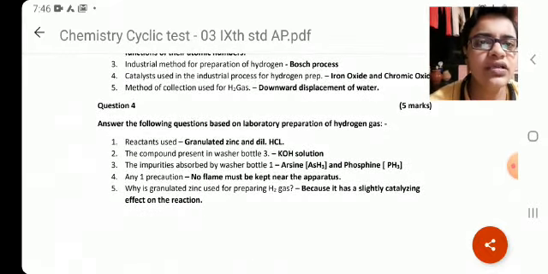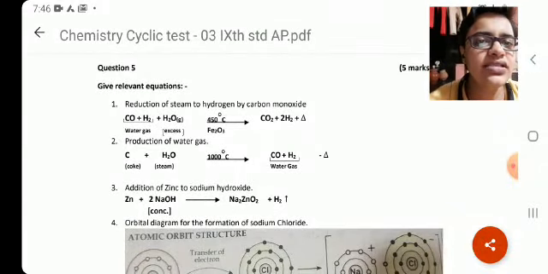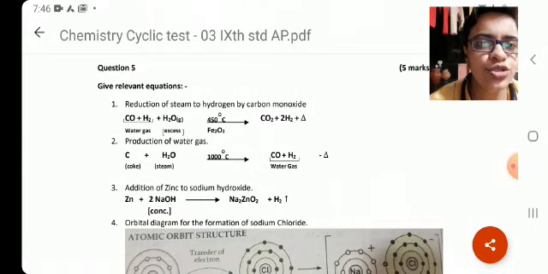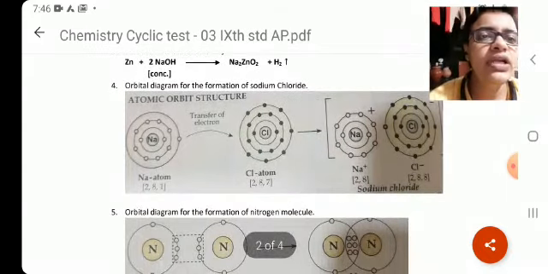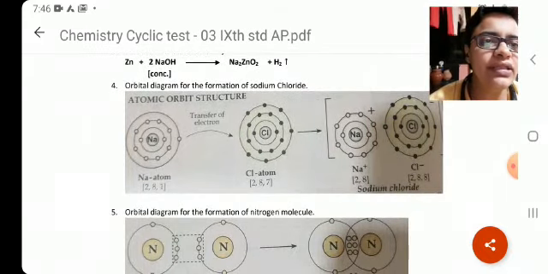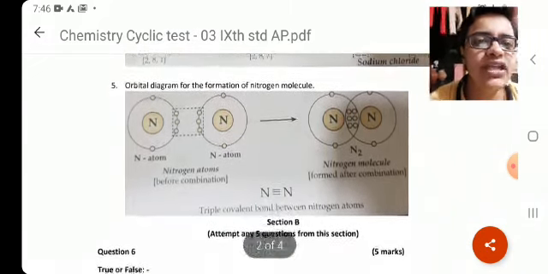Answer the following, guys. Based on laboratory preparation of hydrogen gas, only keywords are given here. You can write in proper sentence form. These are the keywords, and they should be there in the answer. That is mandatory. Relevant equation, guys: the way it is shown in the solution, the equation should be written exactly in the same way. If any condition or formula is wrong, the entire equation is wrong. In the orbital diagram also, all the details mentioned in the diagram should be there. The diagram should be the way it is shown in the solution.